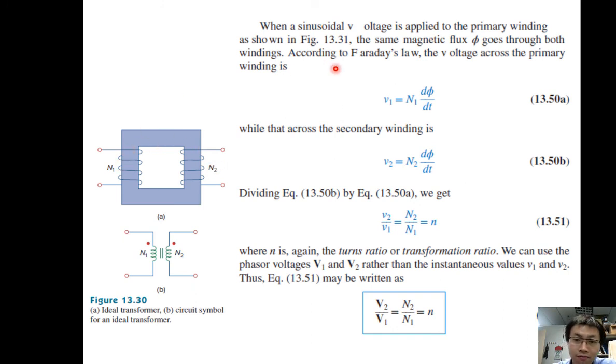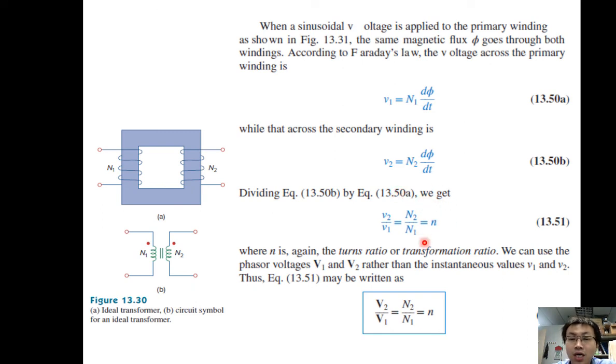The primary side will have a primary voltage, so V1 equals N1 dφ/dt. This is from the primary side. These are the symbols. Then for the secondary side, all the induced fluxes will flow to the secondary side, so we have V2 equals N2 dφ/dt. Then we take V2 divided by V1, which is N2 divided by N1, because the dφ/dt is the same. So I deduce this equation.